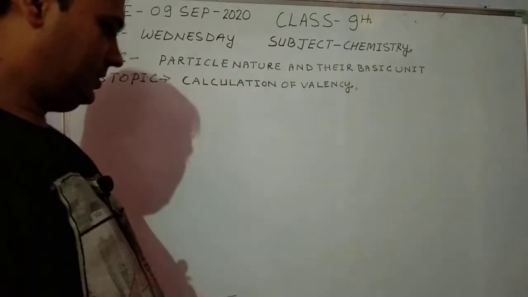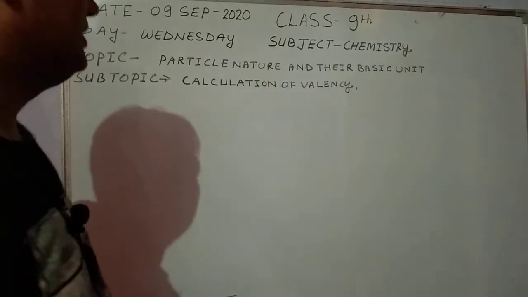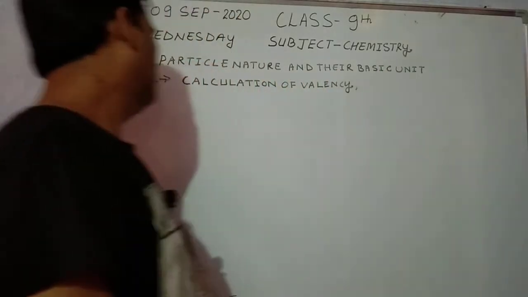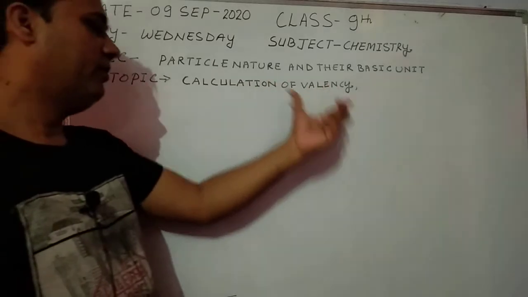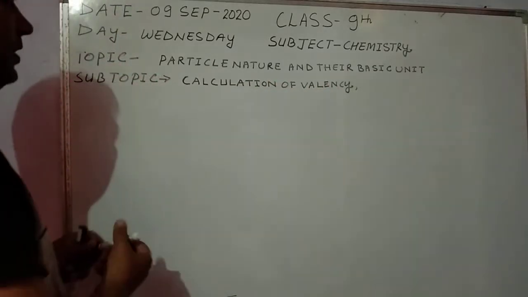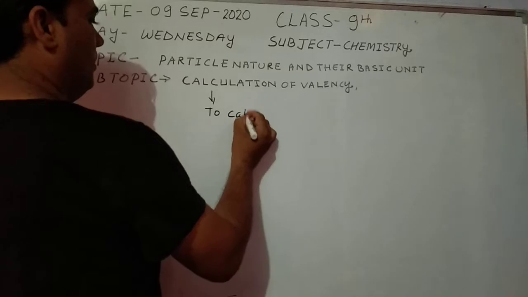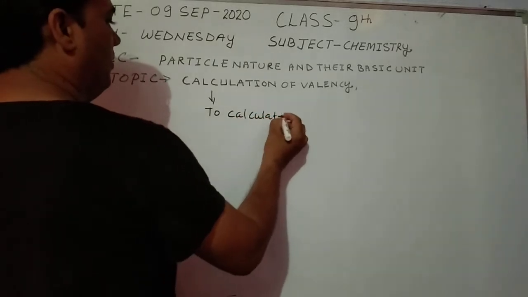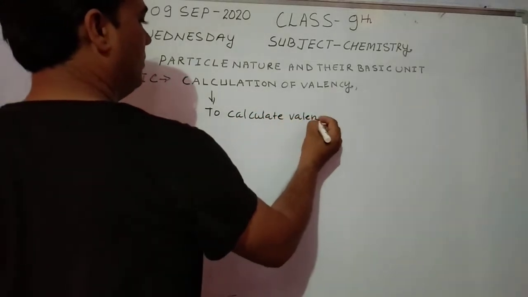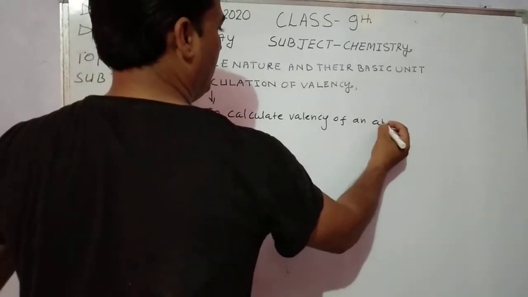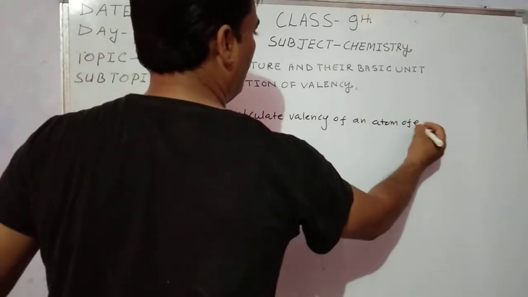Today I am going to discuss the chemistry of 9th class and the topic is particle nature and their basic unit. And the subtopic is calculation of valency. First of all, what is the requirement to calculate valency? Calculate valency of an atom of an element.